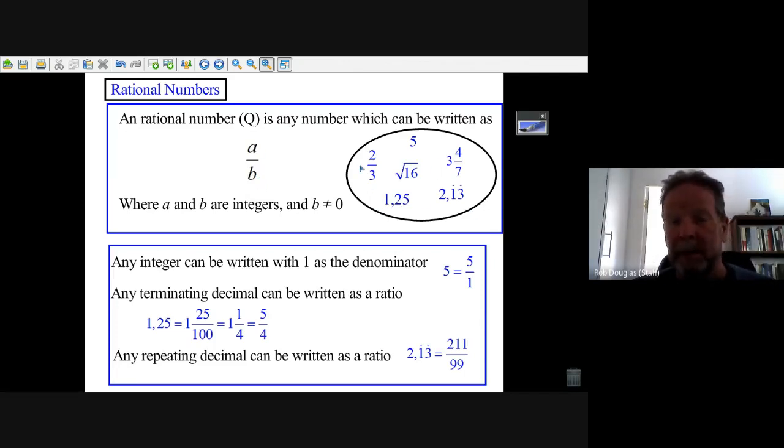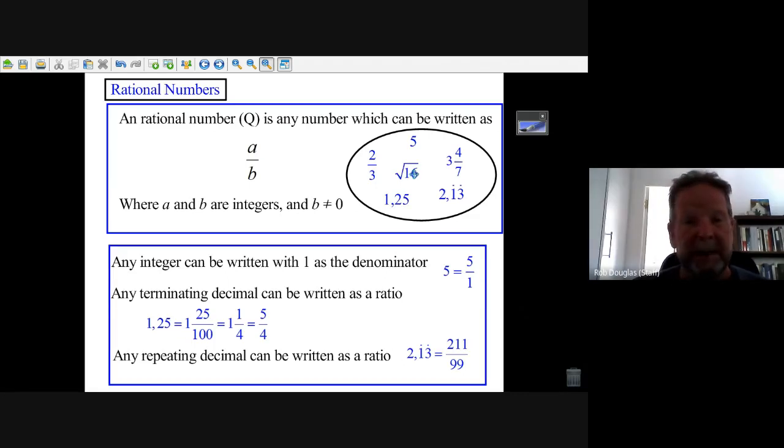These are some examples of rational numbers: 2 over 3, 5, 3 and 4/7, root 16, 1.25, and 2.13 repeating. That's 2.131313 going on, a repeating decimal. Now, 5 can be written as 5 over 1, 5 divided by 1, and that's why it's a rational number. 3 and 4/7 is really 3 times 7, 21, plus 4, 25 over 7. So it can be written this way.